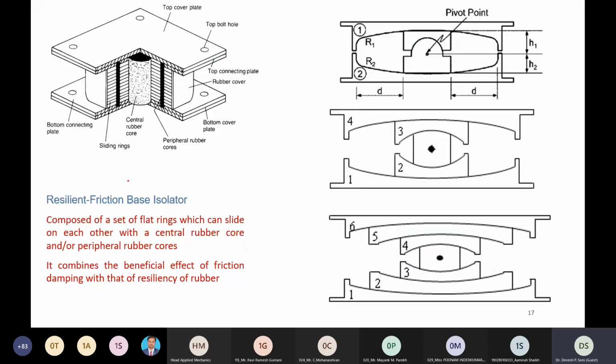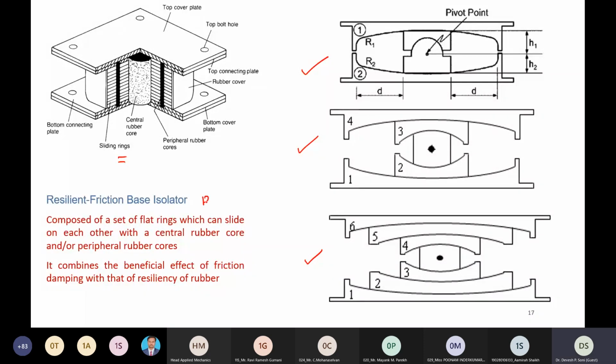Now, this figure shows the cross section of double concave friction pendulum system, then triple friction pendulum system, TFPS, and quintuple friction pendulum system. Moreover, on the left side, another special kind of sliding bearing system is shown, that is called RFBI.